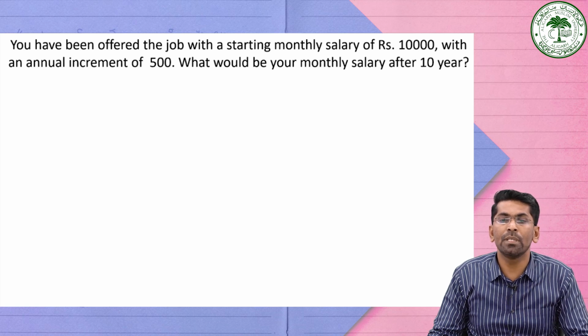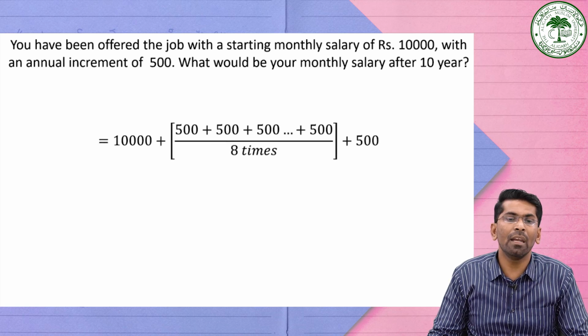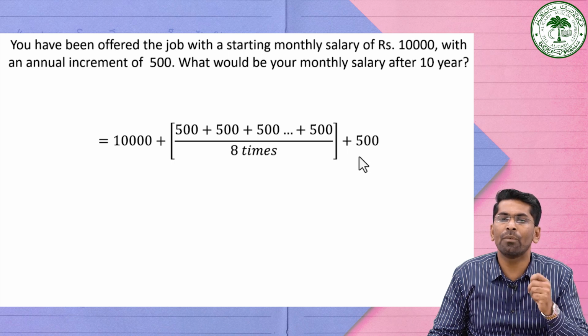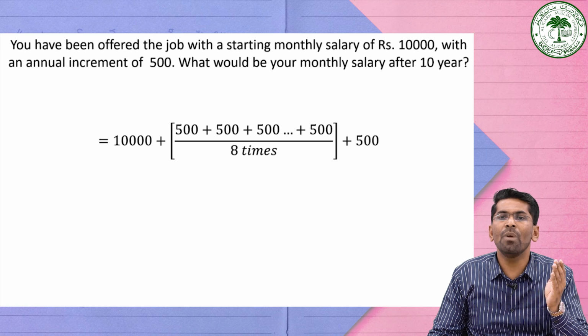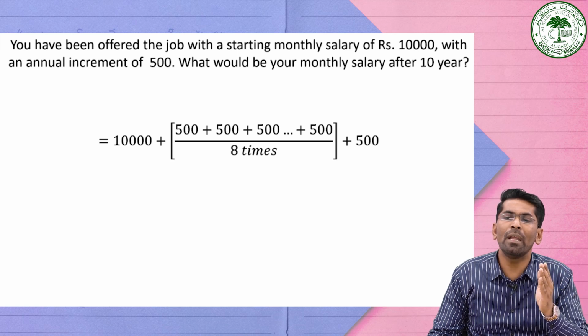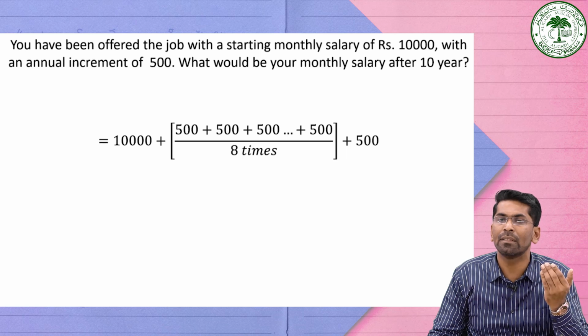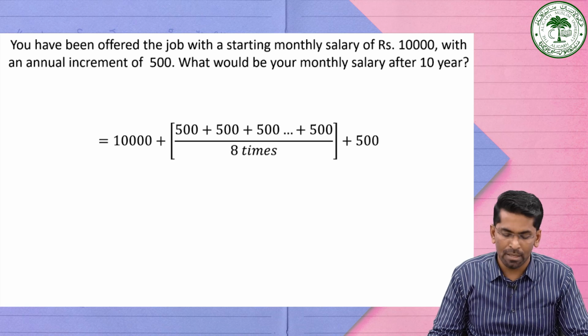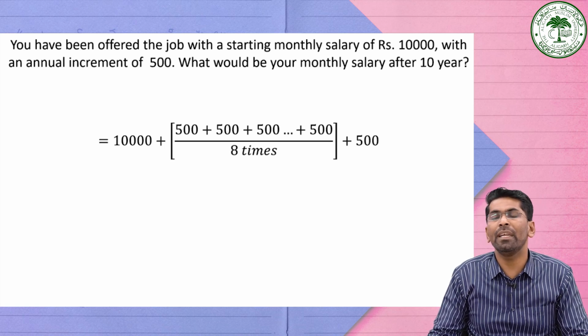If this type of question comes, then we generally do 10,000 rupees plus, the next year, an increment of 500. Then next year another increment of 500. Then the fourth year again another increment of 500. So up to 10 years we have an increment of 500. In this way, calculating the monthly salary after 10 years will be time taking and a tedious task, adding the increment of each year.